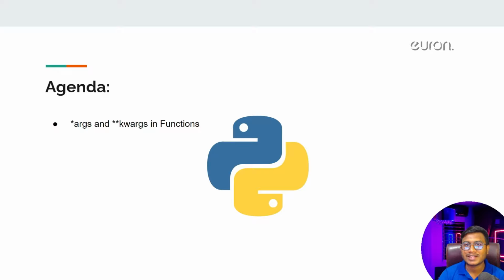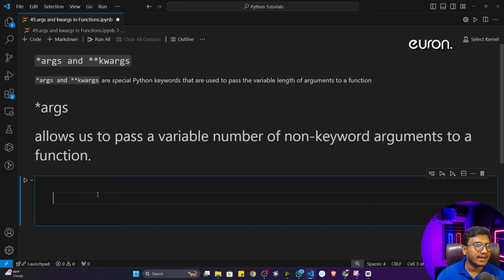Hi guys. In this video, we'll try to understand another important concept called args and kwargs inside function. Trust me, this concept will help you a lot whenever you are using functional programming in your project. So let's open up our code editor and try to understand args and kwargs inside function. You can see args and kwargs are special Python keywords that are used to pass a variable length of arguments to a function. I'll tell you after some time what I have written here.